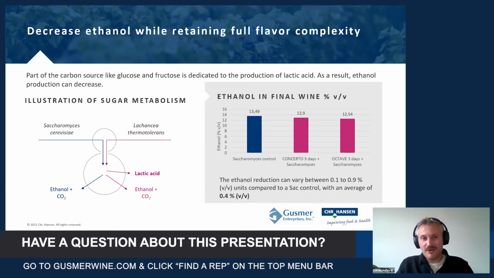Again, touching the topic of ethanol reduction, it is not something that we push as a unique selling point of this strain, because we find that according to the fermentation, how that is being done, and according to the substrate, we can find quite different amounts of ethanol reduction in the wine. But in general, when you use Octave, you can expect an average of 0.4% volume reduction of ethanol.